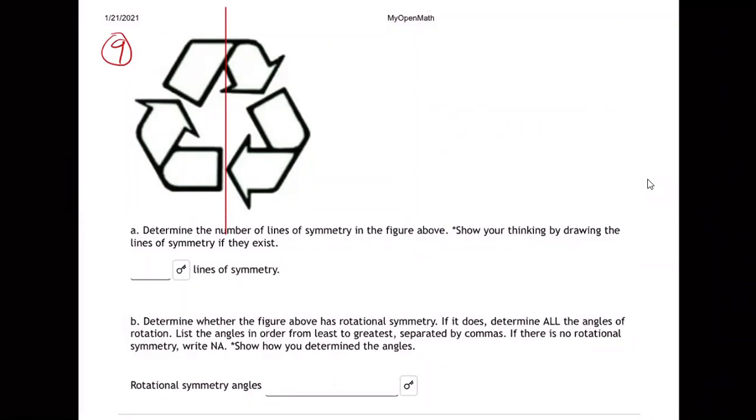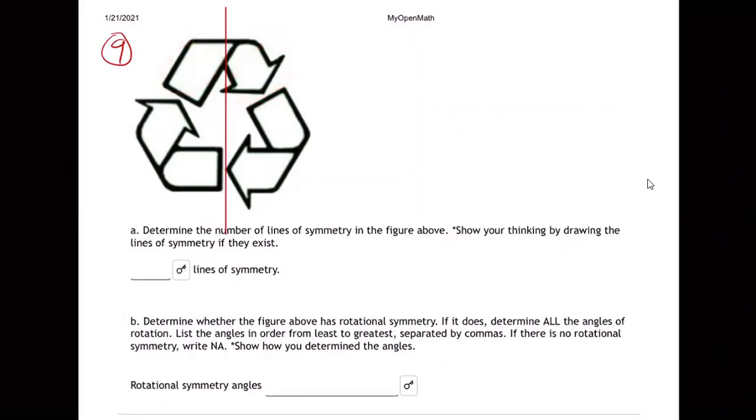In other words, over here is not the same as over there. That doesn't really cut it in half exactly. That's what a line of symmetry has to do. It has to cut it exactly in half. That line doesn't cut it exactly in half, not quite, right? This part is not the same as that part. So that's not a line of symmetry.